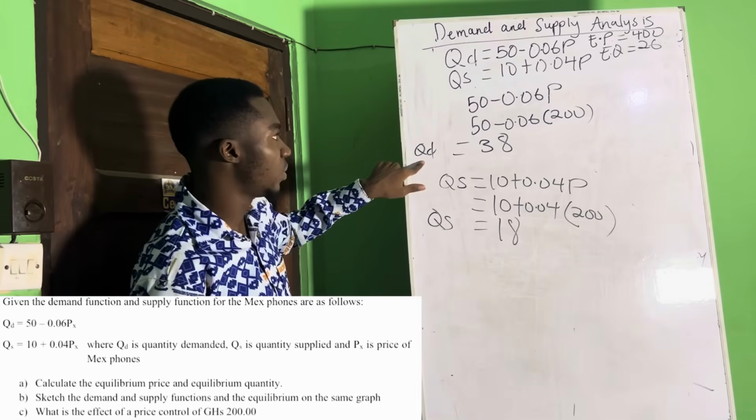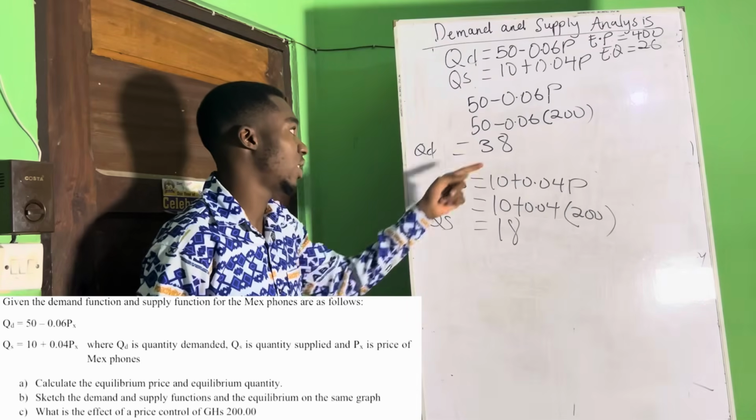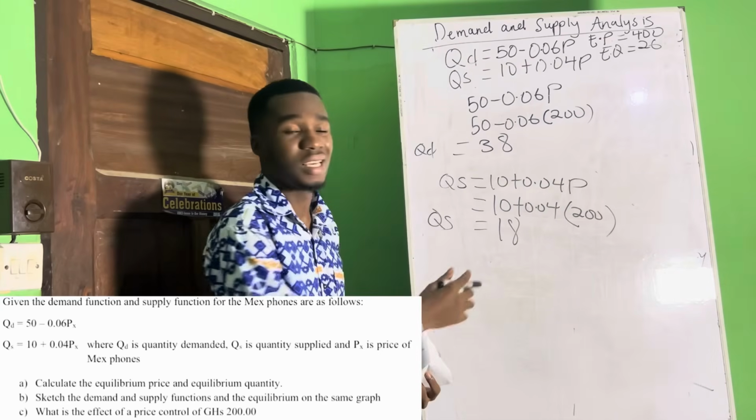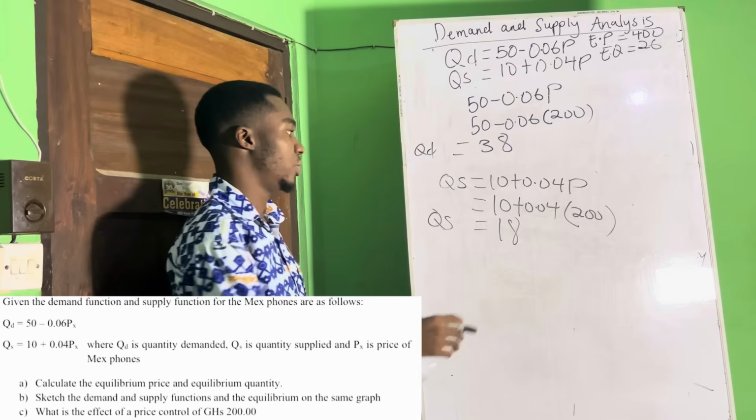But the consumers are asking for 38. The quantity demanded, what people are demanding, is now 38, and the quantity supplied, which is what the producers are producing, is 18. It means there's going to be a shortage. Do you get it? We want 38, but you are producing 18.